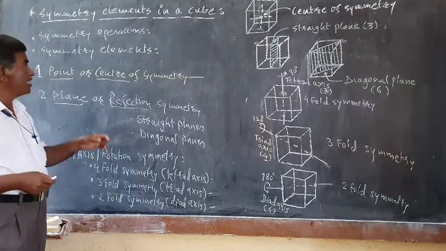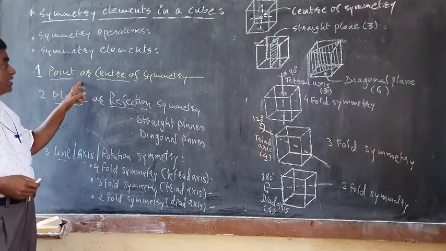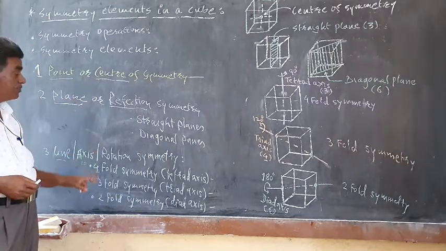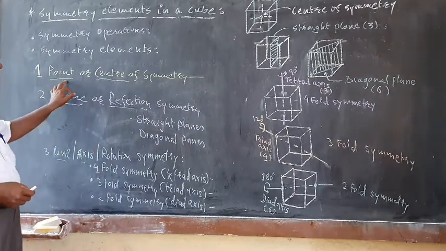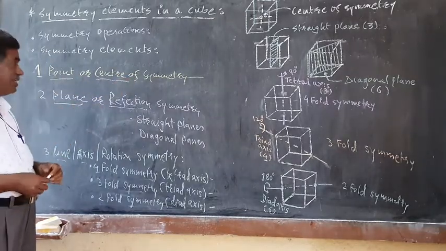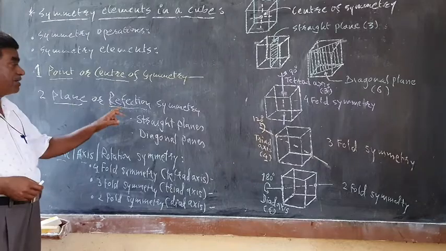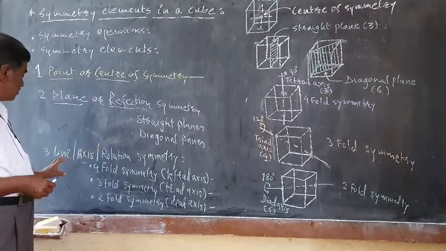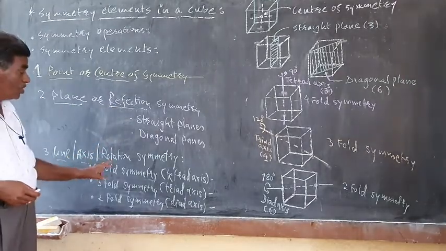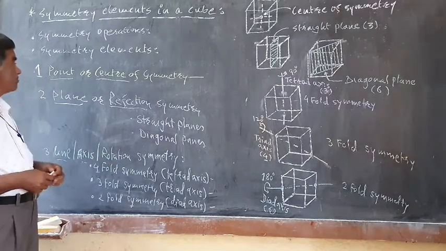Generally, there are three symmetry elements exhibited by the crystal. The first is the point or center of symmetry, the second is the plane or reflection symmetry, and the third is the line or axis, the rotation symmetry.